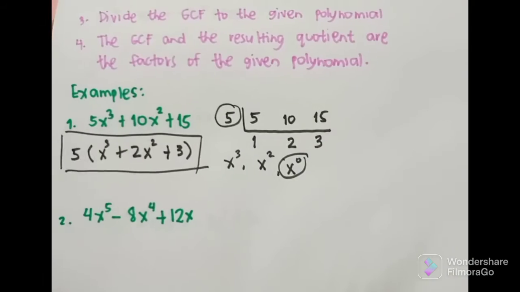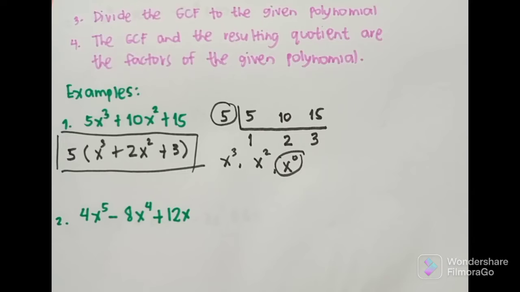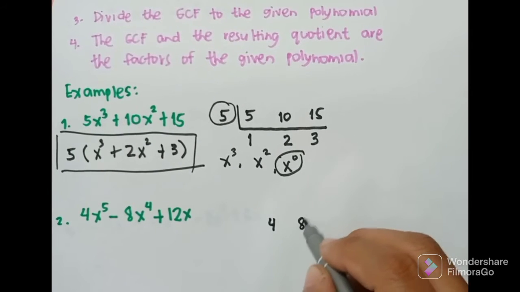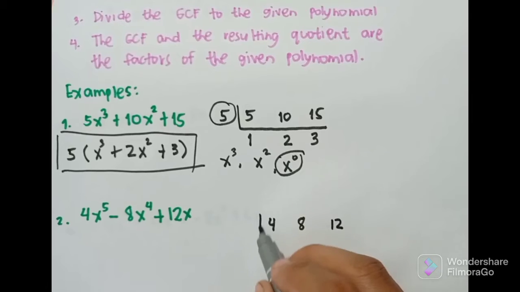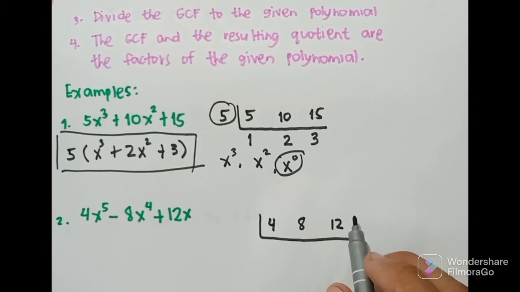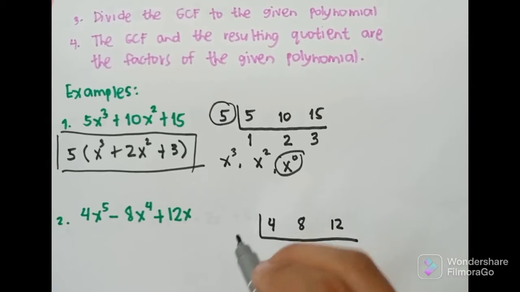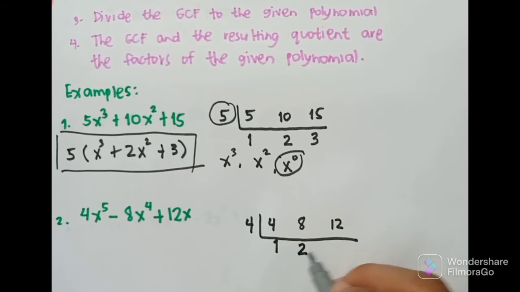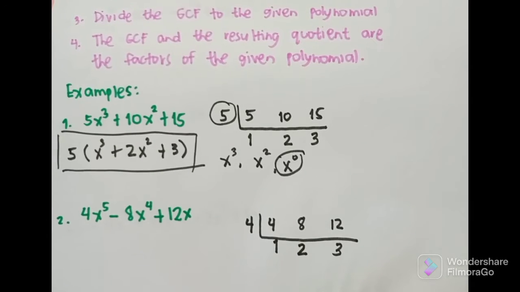Okay. Example number 2 tayo. We have 4x to the 5th minus 8x to the 4th plus 12x. Ganun ulit. Kunin natin yung mga numerical coefficients. So 4, 8, 12. Ano ba yung number na kayang i-divide sa 4, 8, and 12? Doon tayo sa malaki, greatest nga eh. So that is 4. 4 divided by 4, 1. 8 divided by 4, 2. 12 divided by 4, that is 3. Okay, so wala na ulit.